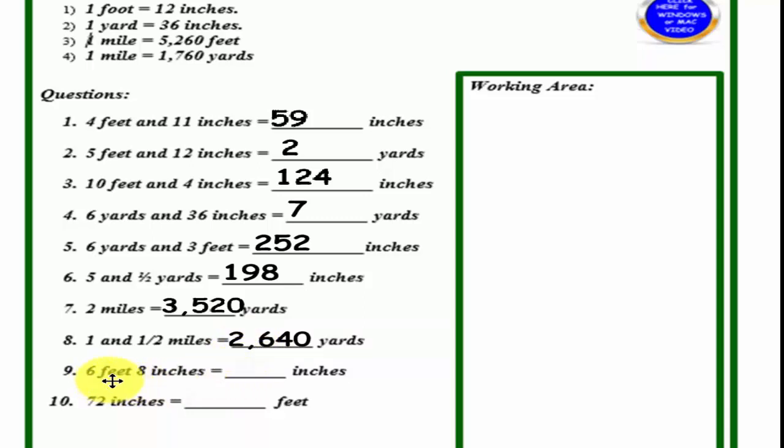2,640. Number 9, 6 feet 8 inches. Okay, well, how many inches is that? Well, 6 times 12 is 72, plus 8 is 80. And the last one, 72 inches is equal to how many feet? Well, we know there's 12 inches in a foot, so 72 divided by 12 is 6.